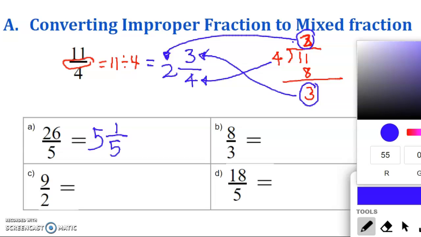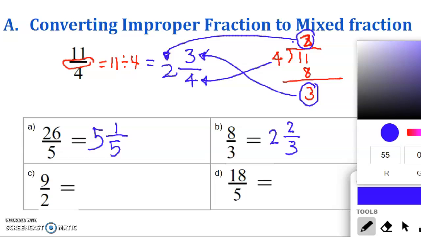How many times does 3 go into 8? I know that 3 times 2, so 2 whole, is 6. So if I subtract 8 minus 6, that is 2 remaining over 3. And please pause the video and see if you can do the rest. Okay? All right, so now how about this?